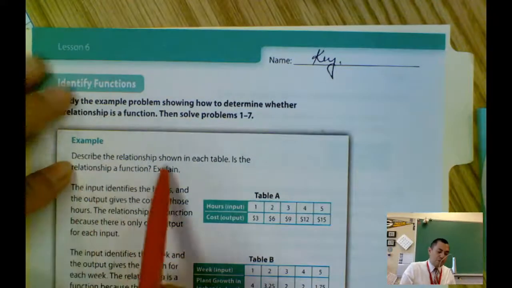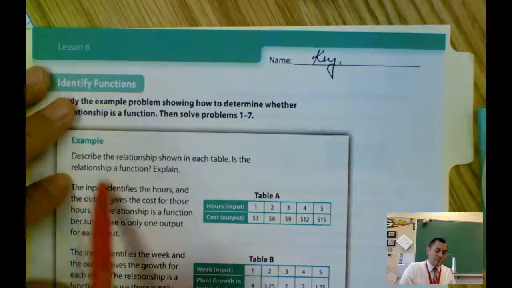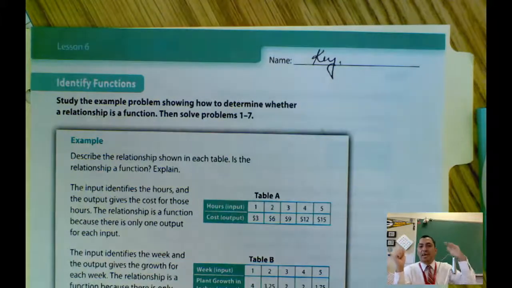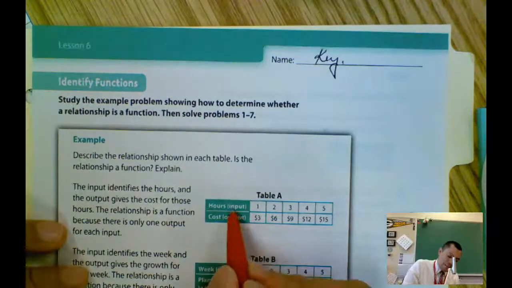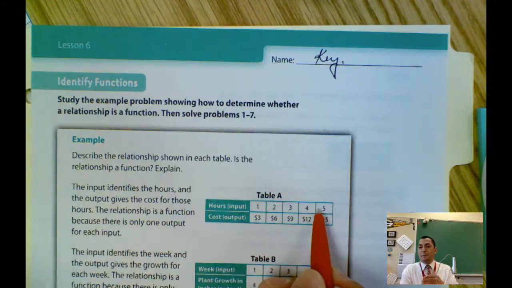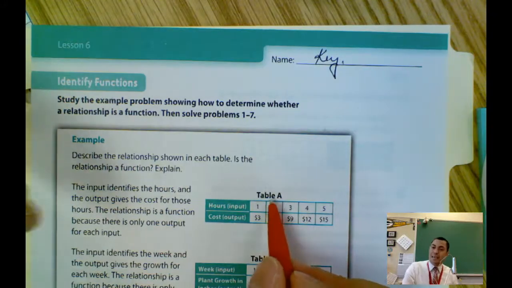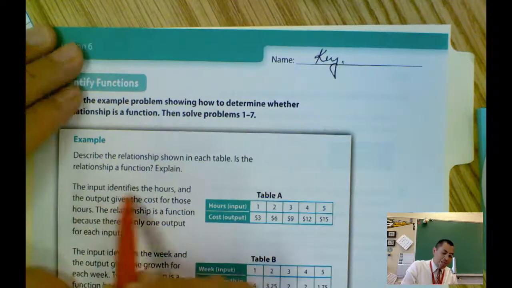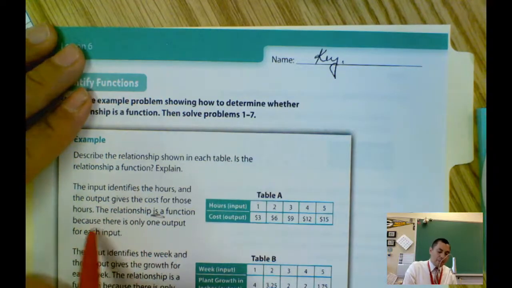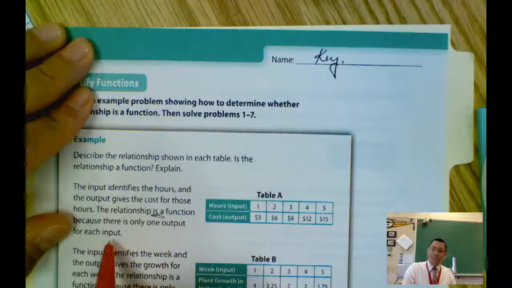So you have a described relationship shown in each table. Is the relationship a function? Remember that I mentioned in class that a relationship is a function if the input values do not repeat. So let's look at this input: 1, 2, 3, 4, 5. The input is not repeating, so this relationship is a function. The input identifies the hours and the output gives the cost of those hours. The relationship is a function because there is only one output for each input.